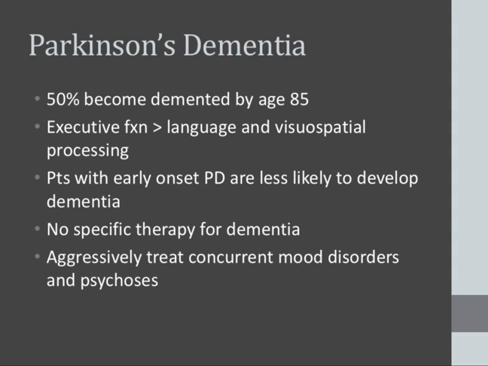Patients with early Parkinson's or early onset Parkinson's disease are going to be less likely to develop dementia, which is good news for Michael J. Fox, as he developed his Parkinson's disease very, very early. And there's no specific therapy for treatment of Parkinson's dementia, but it's important to aggressively treat concurrent mood disorders and any psychosis that might be present.